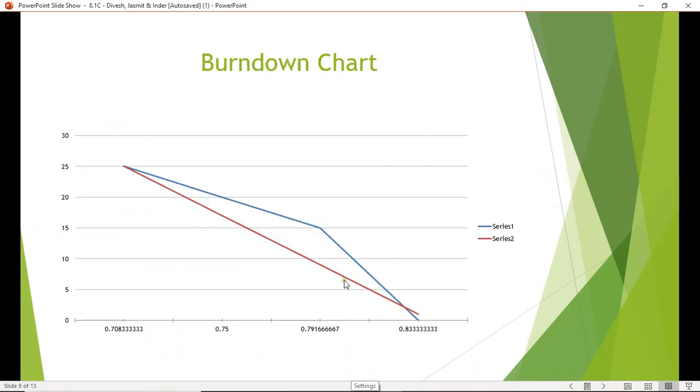This is the burn down chart. We planned in this way, but our graph got a little distorted at the last moment. It is because one of our devices got damaged at the last moment while testing. That caused this delay compared to the estimated time. So it takes a little more time than the estimated time. So this is how our burn down chart looks.